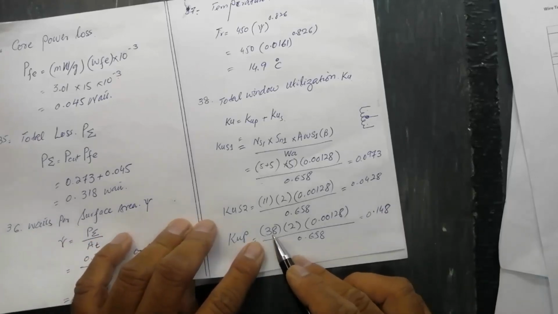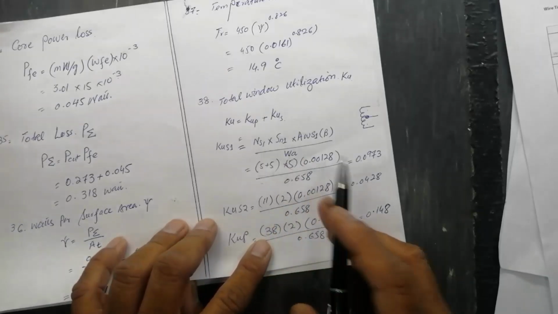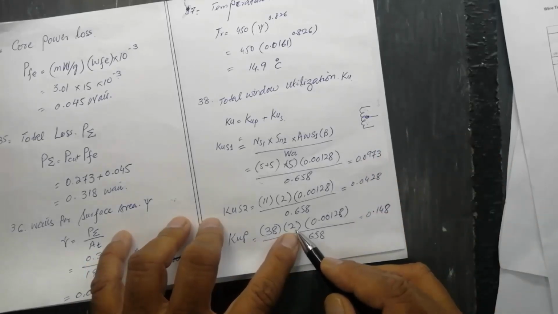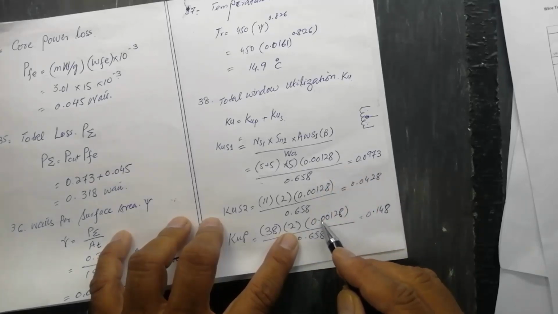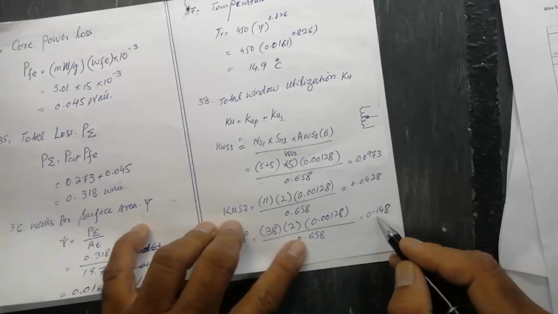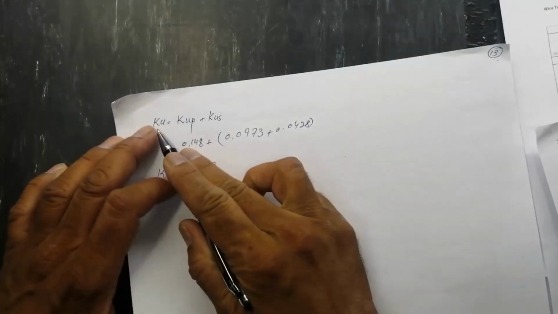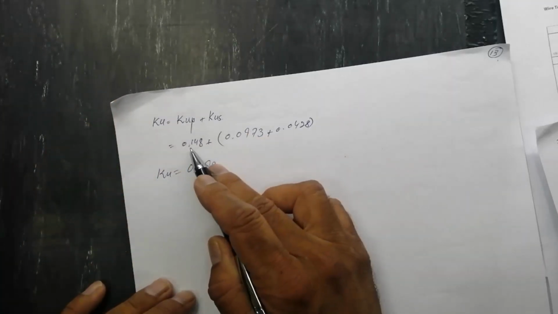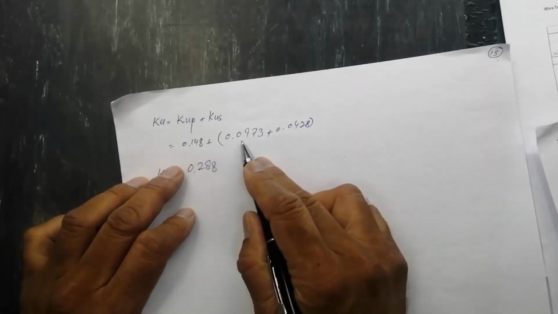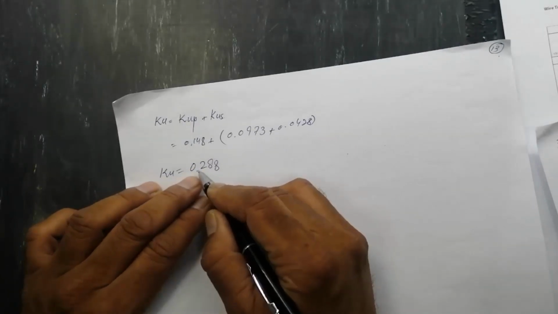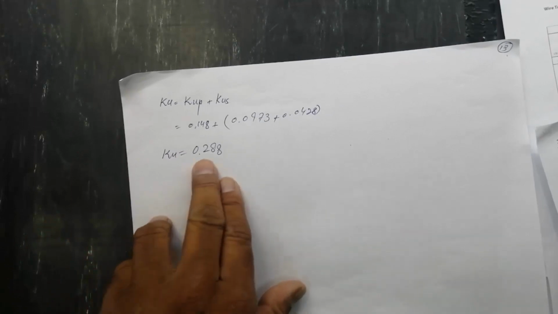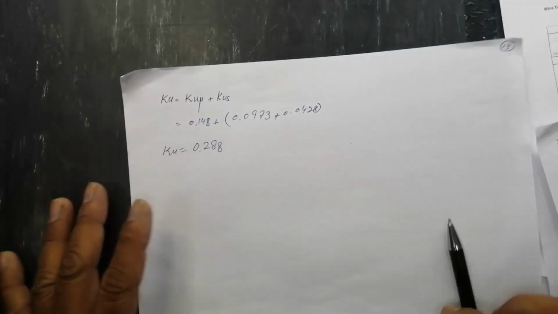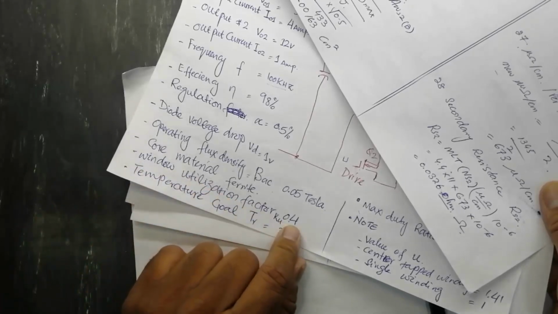KU primary: 38 turns, because 19 turns in one portion, so we are using center tap, 19 plus 19, 38 turns, bifilar winding, 2 strands, 0.00128 divided by 0.658, it is 0.148. So here KU, total window utilization, KU primary, KU secondary, 0.148 for primary. For secondary number 1 and secondary number 2, utilization is 0.288. KU is 0.288. That means our winding is perfect in the window, because we assumed our goal was window fill factor 0.4, so we are within the range.